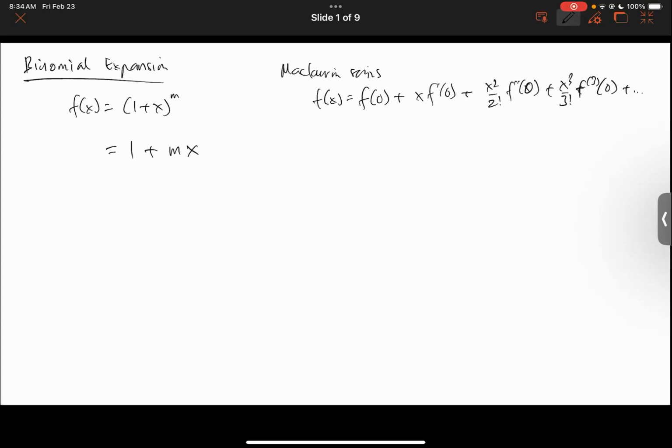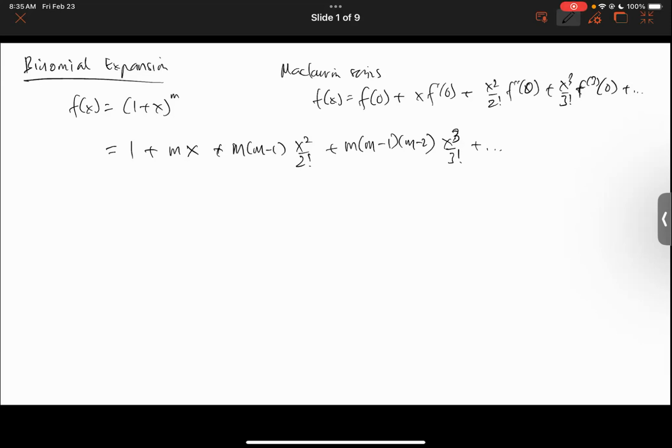m x, yung first derivative, right? First derivative ng 1 plus x to the m is m times 1 plus x to the m minus 1, pero x is evaluated at x equals 0. And then yung second derivative is, of course, m times m minus 1, multiplied by x squared over 2 factorial. If the derivative is evaluated at x equals 0, it's just 1 plus 0 raised to the m minus 2. And then yung third derivative is m times m minus 1, m minus 2, multiplied by x cubed over 3 factorial, and yung third derivative is evaluated at x equals 0, which is again 1 plus 0 raised to the m, which is just 1. And so on and so forth.